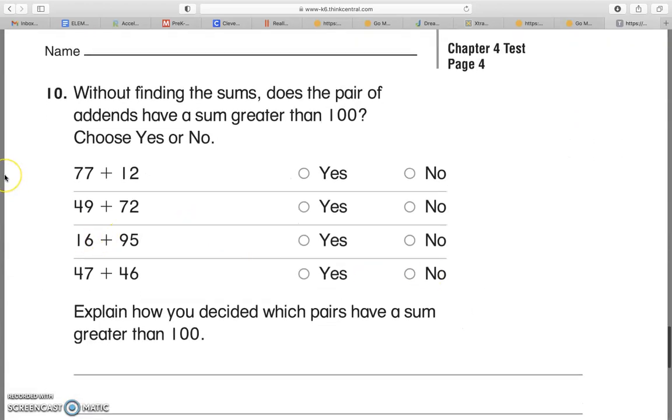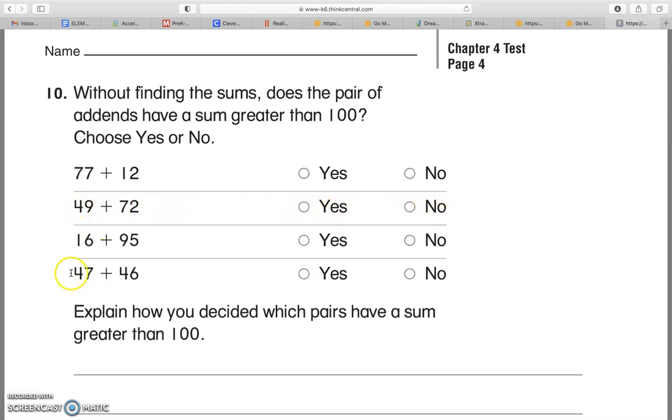Number 10. Without finding the sums, does the pair of addends have a sum greater than 100? Choose yes or no. So what they want you to do here, friends, is you're not going to sit there and rewrite 77 plus 12 up and down and find exact tens and ones. Just by looking at 77 and 12, do you think that if you add them together, it's greater than 100? Yes or no? By looking at 49 plus 72, greater than 100?